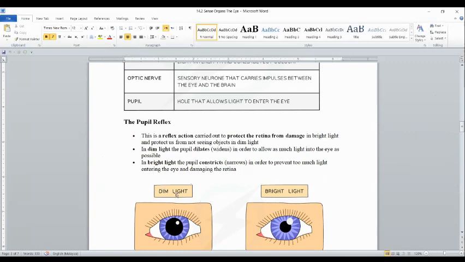In a dim light, when it is very gloomy and darker, the size of the pupil increases, it dilates, it widens to let more light pass through. And in bright light, when it's too bright outside, like in the morning, you see that the pupil gets smaller. We call that constriction, it constricts, meaning it gets narrower or smaller to let less light pass through.